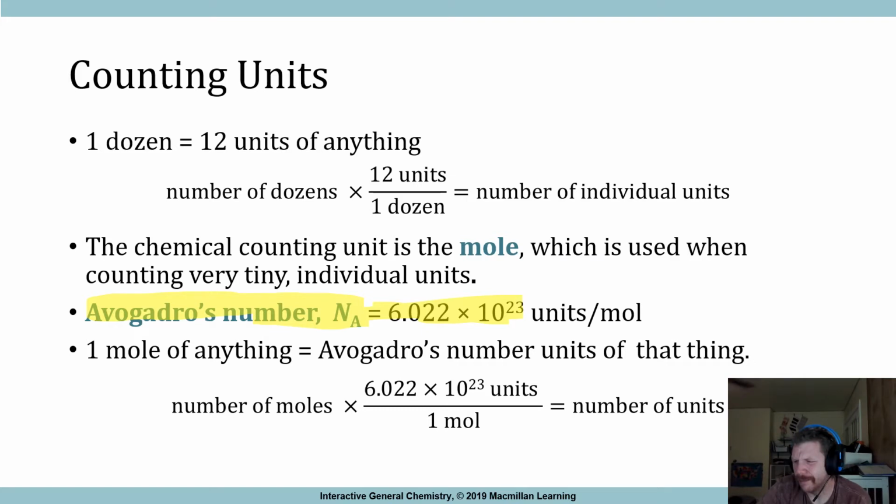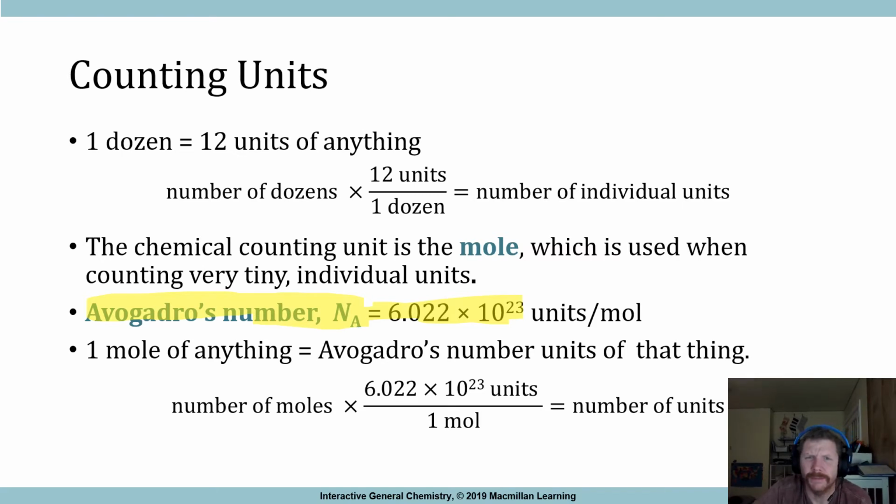The way I like to think about it is I like to think about something that's tangible. If I had one mole of calculators, I would have 6.02 times 10 to the 23rd calculators. I'd probably be in the Guinness Book of World Records. I'd probably be able to retire. I'd be the calculator kingpin of the world because I would have so many calculators. Just try to wrap your mind around that.